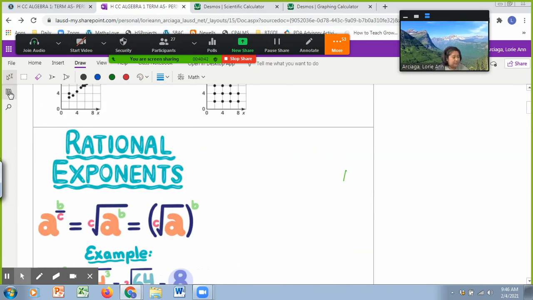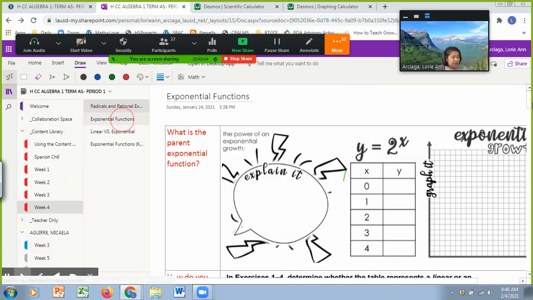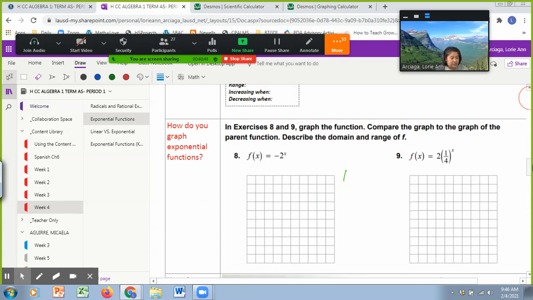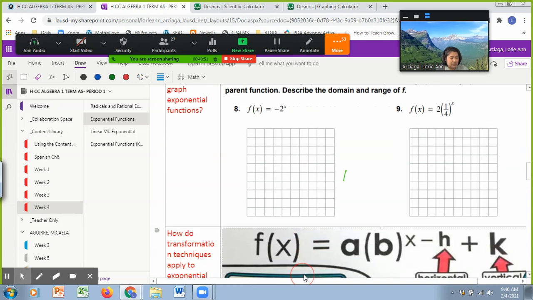Oh, what did I do? Okay, so now let's go to the bottom right there. Here.